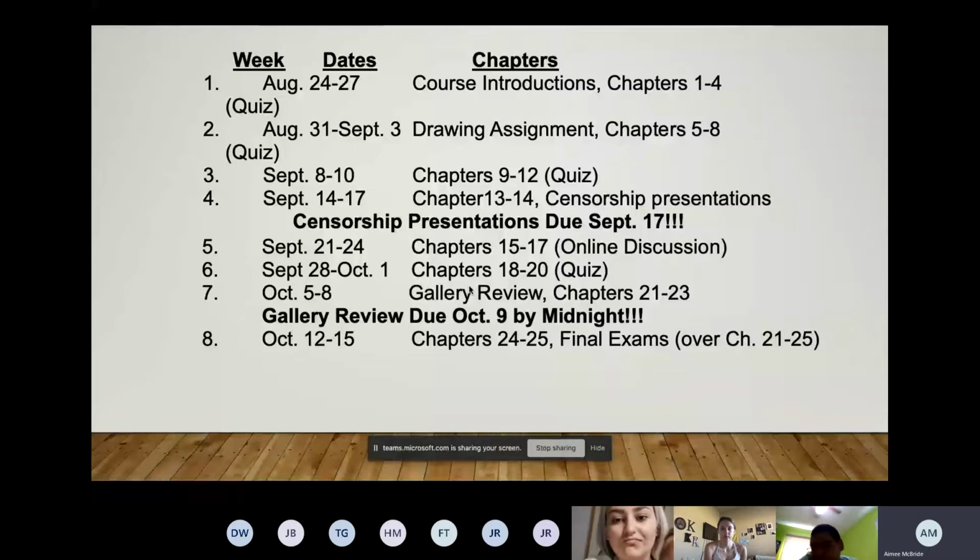And of course, your last assignment for this class is your final exam. It is not a cumulative exam, which is good, probably for most of you guys. I always hated cumulative exams when I was in college. Your final exam is only over chapters 21 through 25, both the readings and the lectures. Any questions about this particular slide?